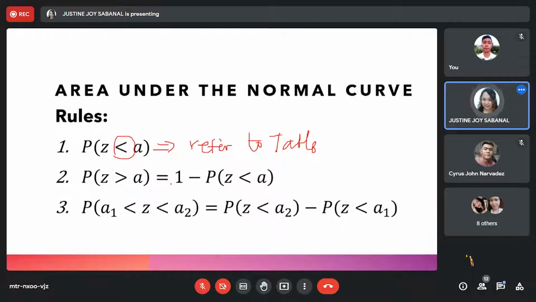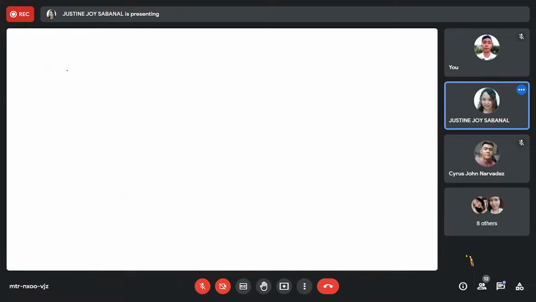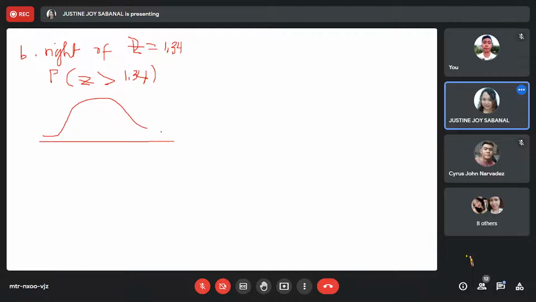So, before you can find the exact value of a certain z-score, you have to employ or utilize this formula, which is 1 minus P of z less than a. So let's try to answer this. This is right of z is equivalent to 1.34. So this is represented as probability of z greater than 1.34. So in the illustration, this is again 0. Positive yung value natin.